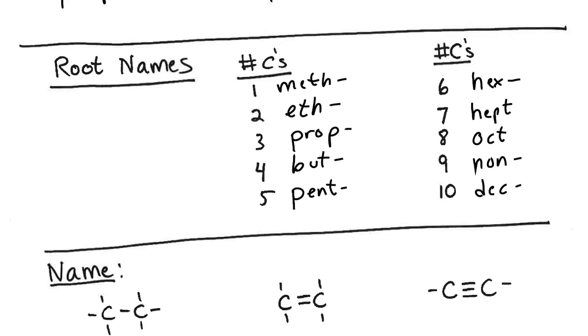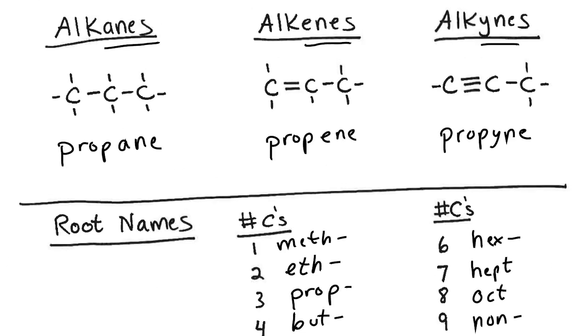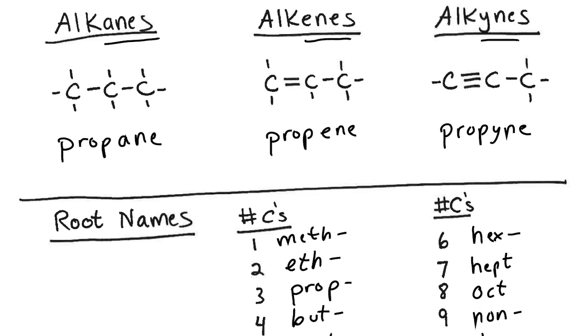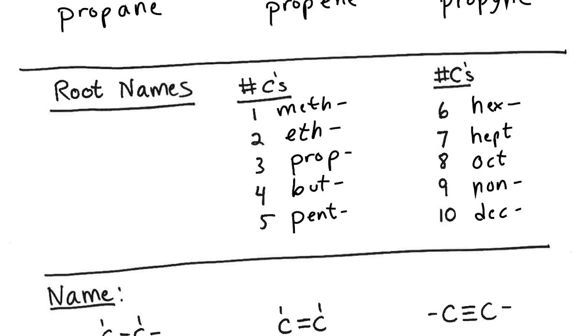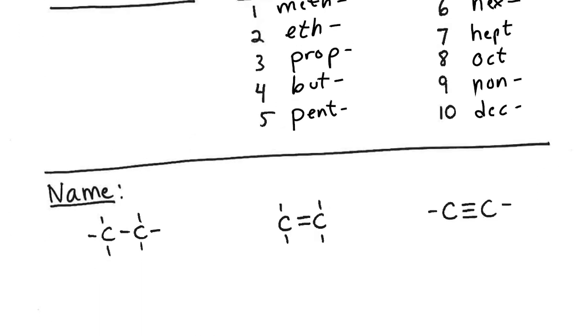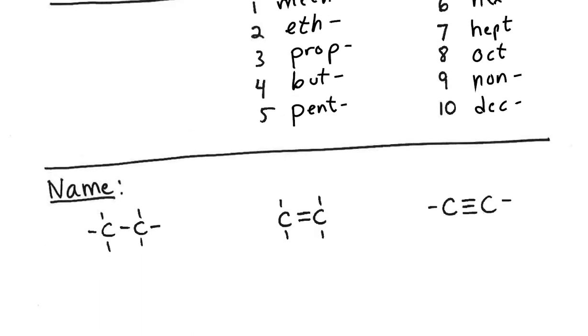So now, using those root names and the endings for single bonds, at least one double bond or at least one triple bond, we will name these, and then I'll have you try ones at the bottom. All right, so here we have 2 carbons. 2 carbons is eth. So with just single bond, it's ethane. With a double bond, ethene, alkene, and a triple bond is ethyne.